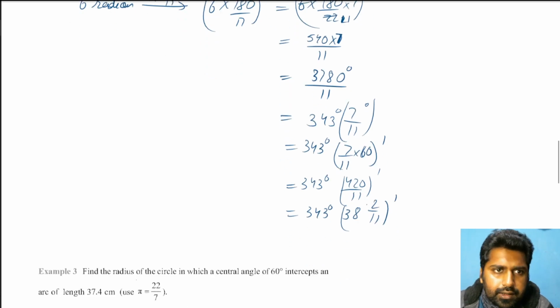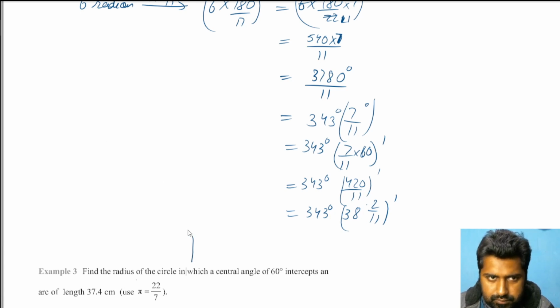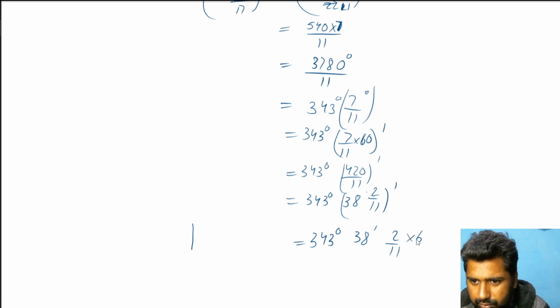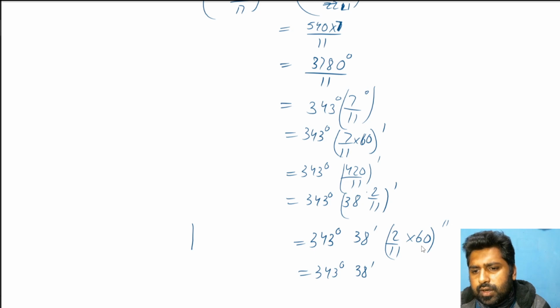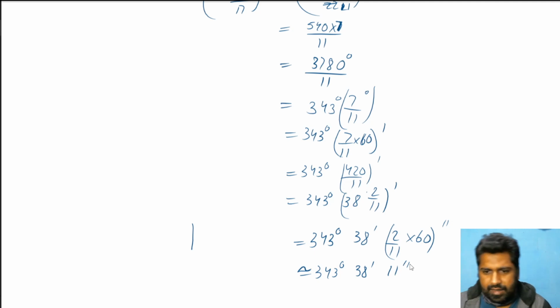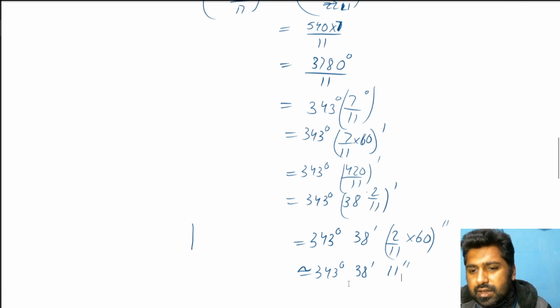So we can remove the integral part. This is if they actually give you these kinds of complicated values. Usually they give standard values which are easier to solve, but this is specifically to deal with this kind of calculation. 38 minutes, 2 by 11 is also in minutes, but if I convert into seconds, I have to multiply again by 60. So 120, and then again you divide it by 11, so approximately 11. Your answer is approximately 10.99 something or 11 seconds. I can go beyond seconds, but there is no unit defined for that. So right now your answer is 343 degree, 38 minutes, 11 seconds. That's your 6 radians in terms of degree, minutes, and seconds.